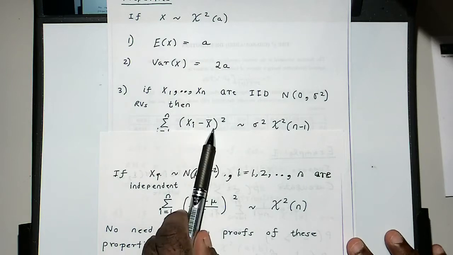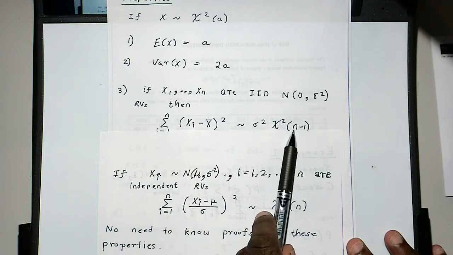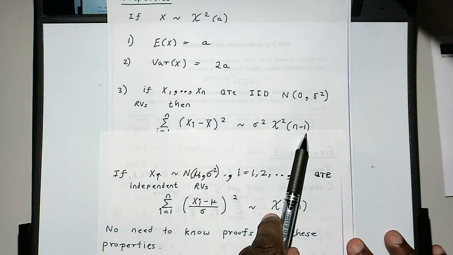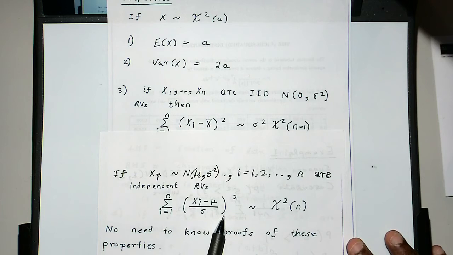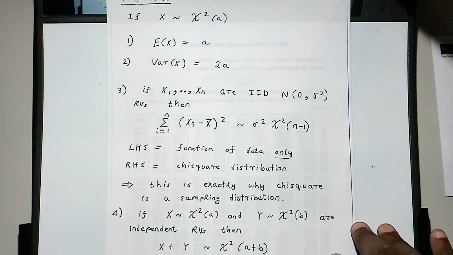So when you take the deviations from the sample mean, this guy has a chi-squared with n minus 1 degree of freedom. When you take the deviations from the population mean, which is mu, this has a chi-squared with n degree of freedom, right? So these two are different properties, right?